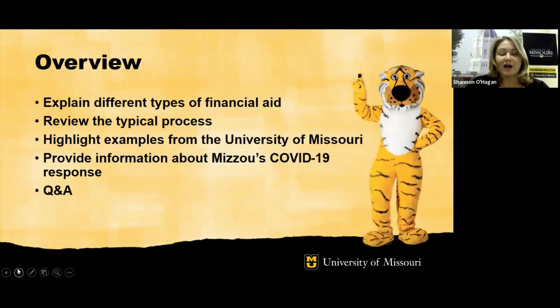So here's an overview of the topics I intend to go over today. I will explain different types of financial aid and review the typical process you can expect at U.S. universities. It's important to note that this process will vary from one university to another, but I will share examples from the University of Missouri. This information is also specific to international students, or those requiring a student visa to study in the U.S. The process will look a little bit different for students who are U.S. passport holders or permanent residents.